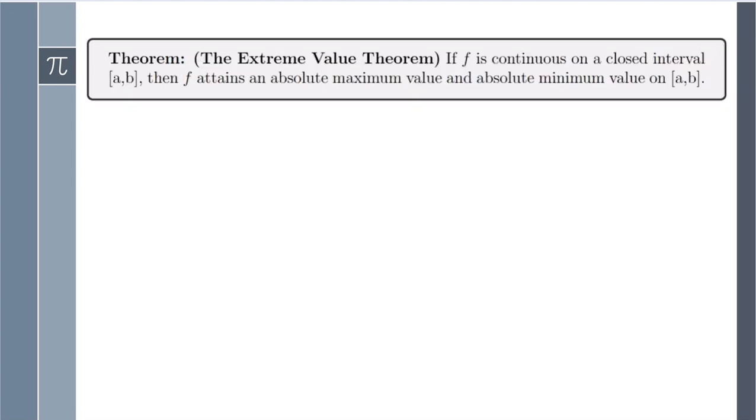So here is an important theorem. This theorem says if f is continuous, that means there's no break on the graph, continuous on a closed interval, so it should be a closed interval from one point to another point. So that's continuous on the closed interval AB, let's say that's A and that's B. Then f attains an absolute maximum value and absolute minimum value on AB.